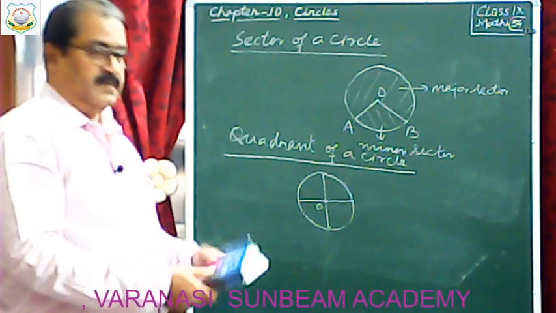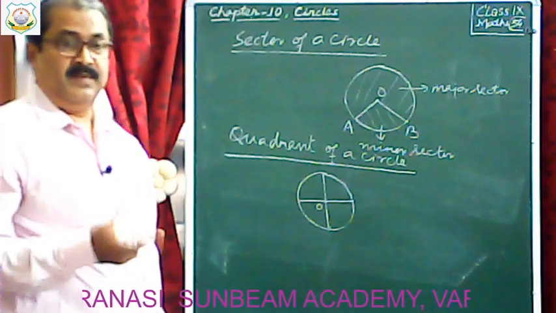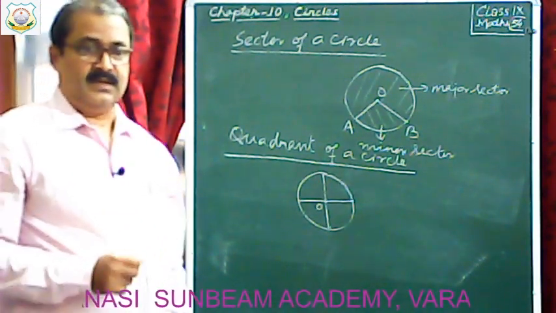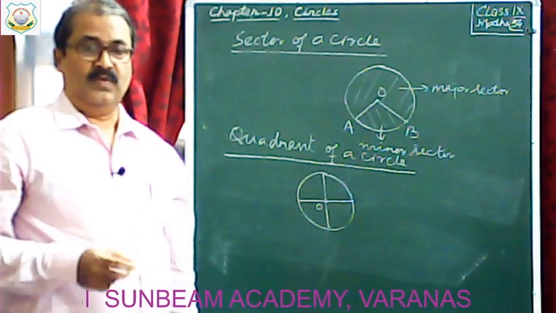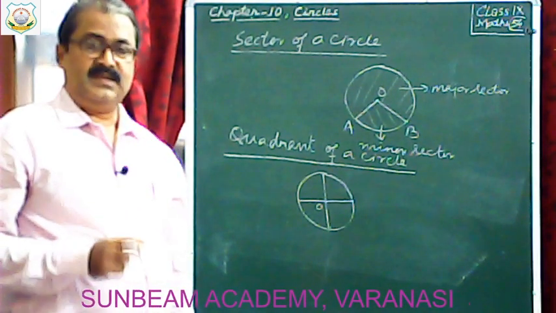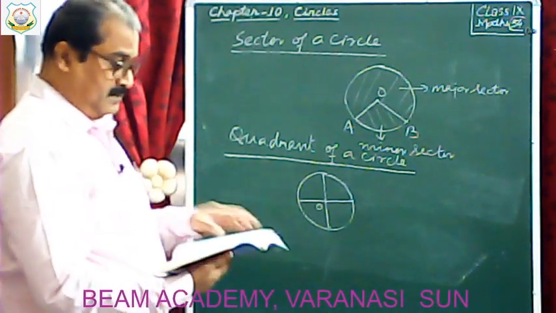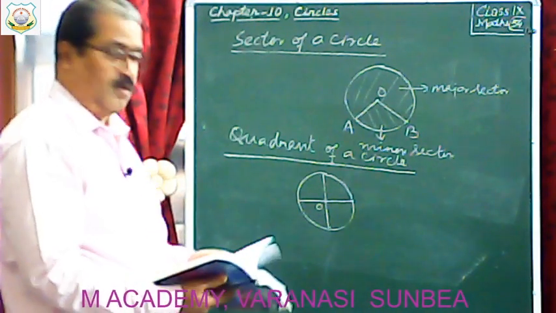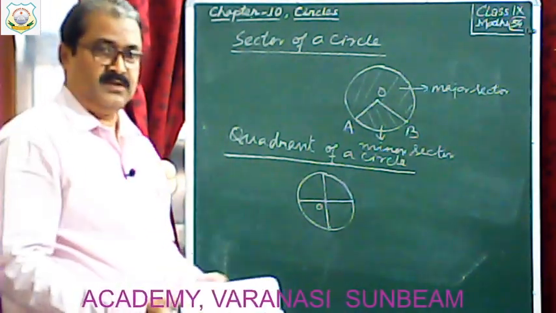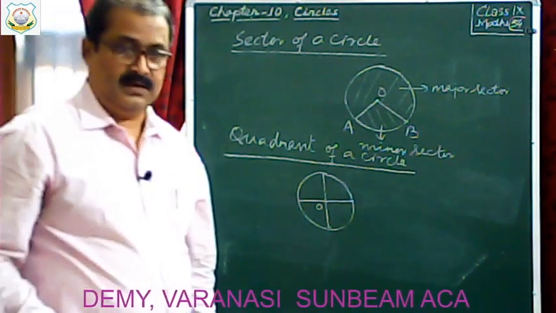Congruent circles: two circles having the same radii are known as congruent circles. Clear? So these are the terms related to circles. You have to go through all the terms, write them in your classwork copy and learn them.